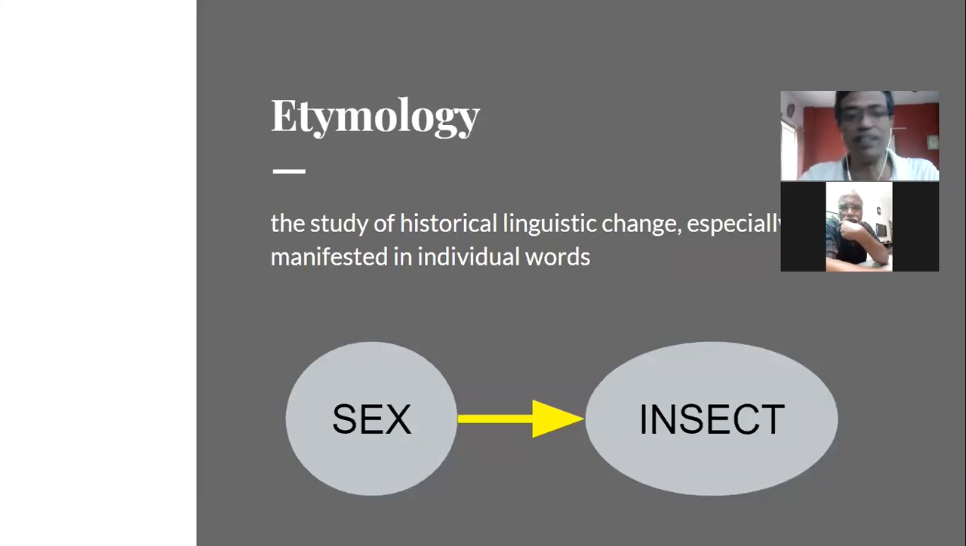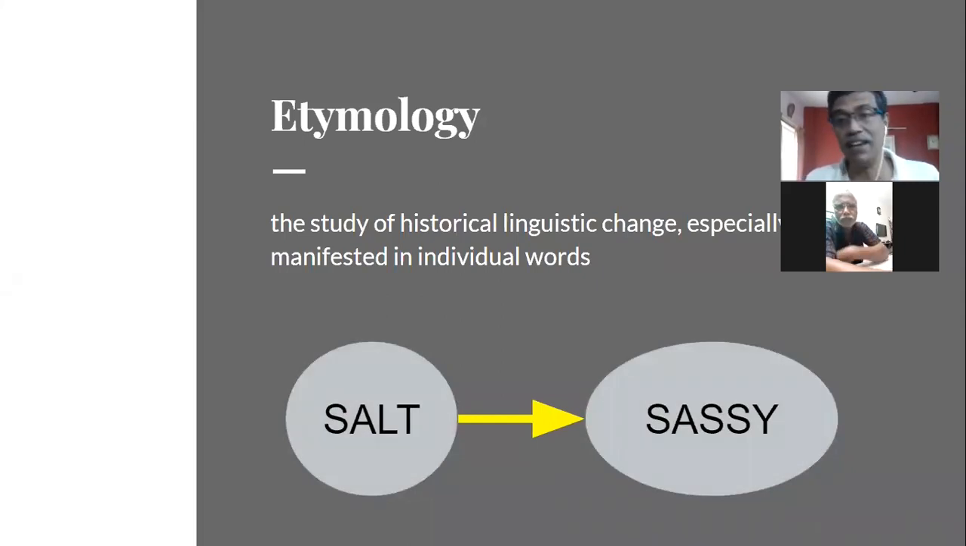How is sex connected to insect? Or the words salt and salary are connected. How is it connected? We call a good looking lady, or somebody who is stylish, Nowadays we have a word called sassy. Now the word sassy is also connected to salt. How? So probably in our next session I'll try to touch upon some very interesting words. I'm sure you'll find it interesting.